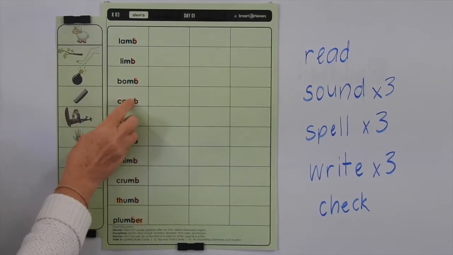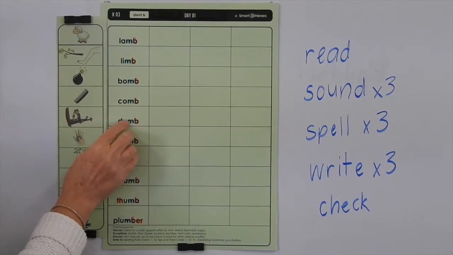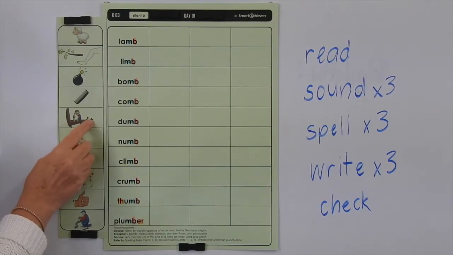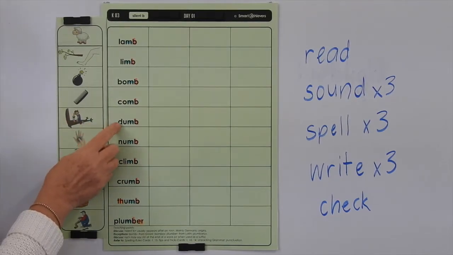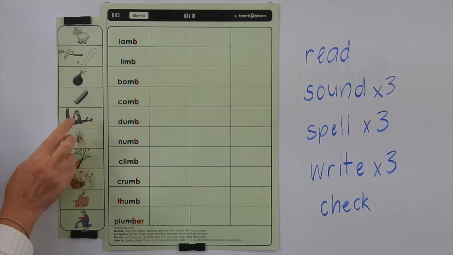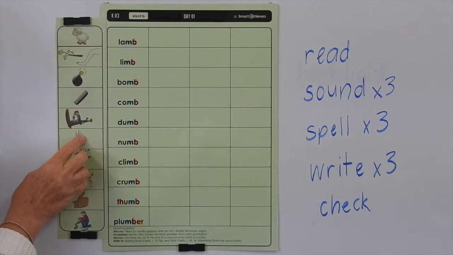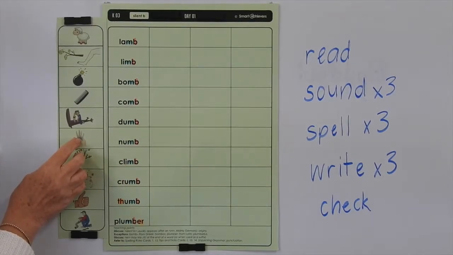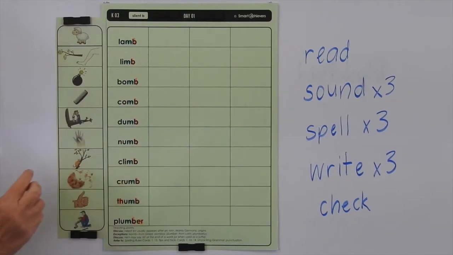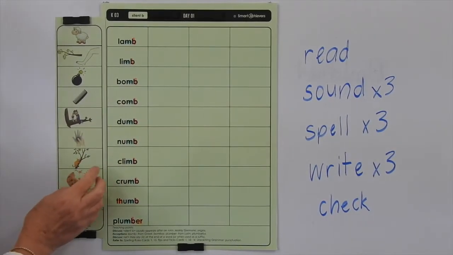We have a comb on a harvester as well to help cut off the seeds from the plants. Okay, dumb, it could mean doing something silly, like you can see this man's sitting on the wrong part of the branch as he's sawing it off, and it could also mean unable or unwilling to talk. So it's spelt the same way, but it can have different meanings. Numb means when you can't feel, you have no feeling in something, like your leg might go to sleep or your hand might go to sleep and you say it's numb, you can't feel anything there. If you go to the dentist, they might make your mouth feel numb while they fix up your teeth.